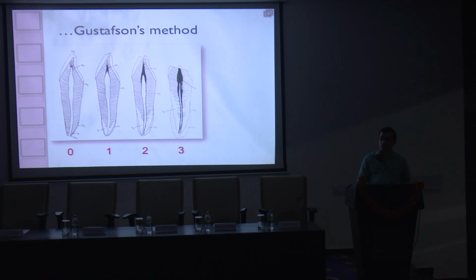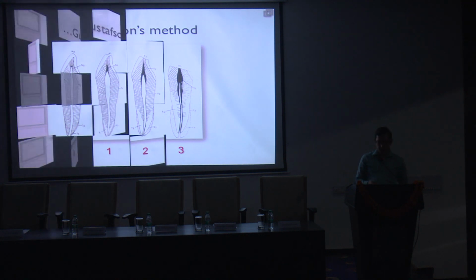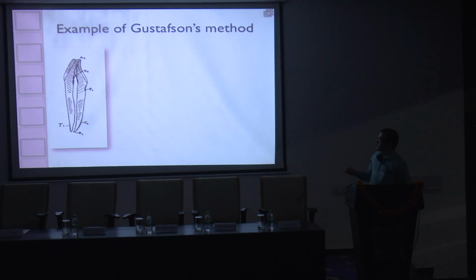Now, it's not necessary that a tooth should have all of these as 0, or that they should all be 1. It can be a mixture of 0, 1, 2 and 3. For example, like this. This is from one of the earlier articles, and I'll be talking about this in the next slide. It's a diagram given in one of those articles which talked about Gustafson's method.